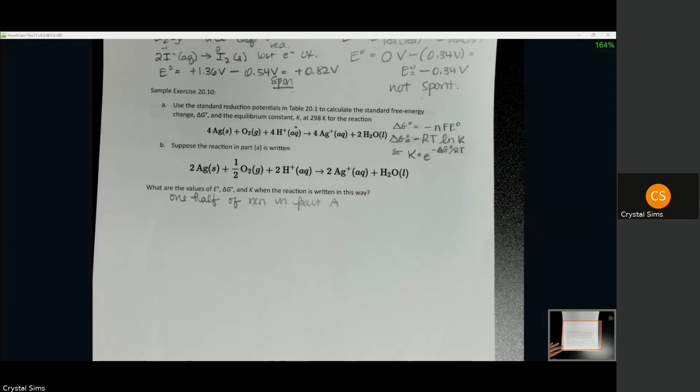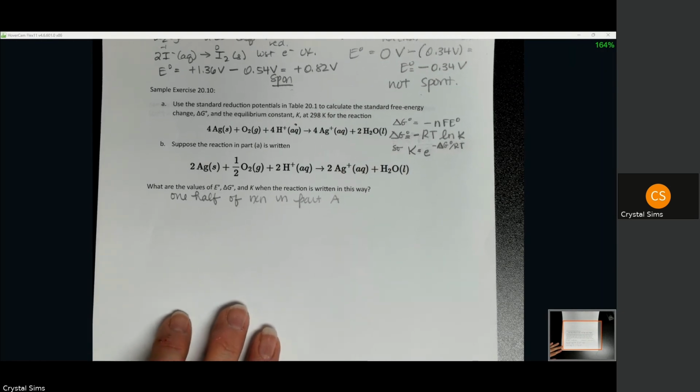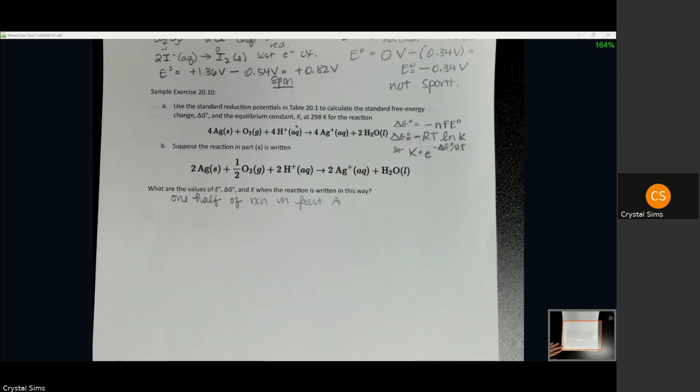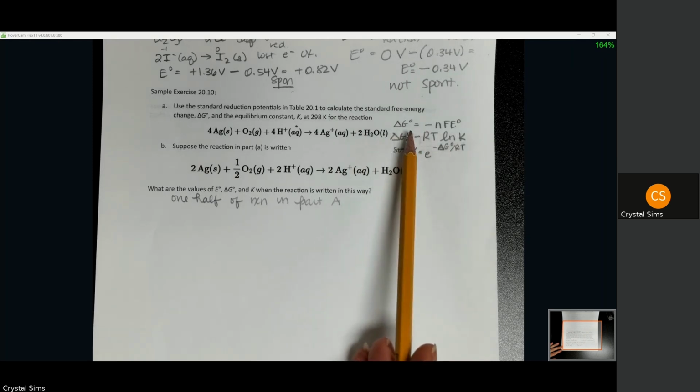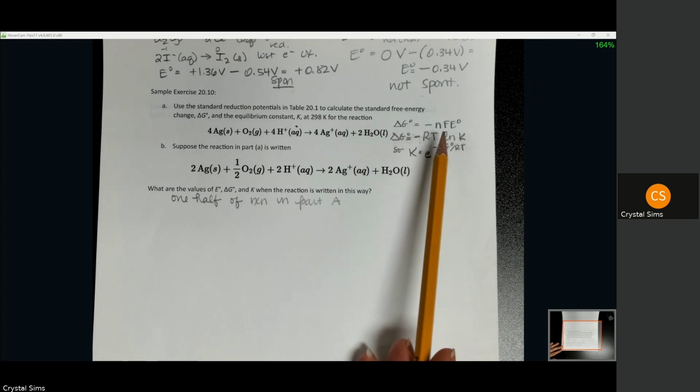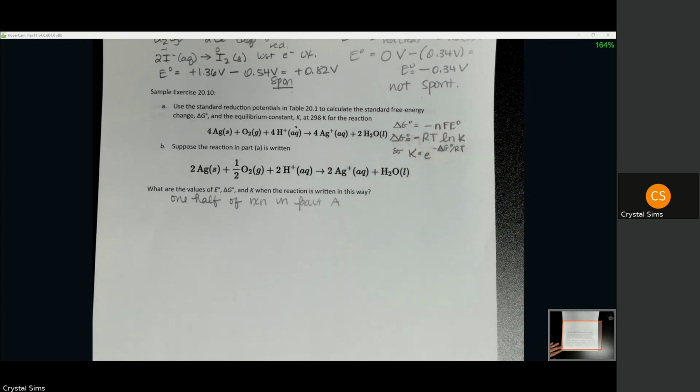In sample exercise 20.10, we are looking at a new formula. We're reworking our Gibbs free energy formula and including a new constant F called the Faraday constant that was developed by Michael Faraday. And the Faraday constant is equal to 96,485 coulombs per mole, which is equal to 96,485 joules per volt mole. It is the quantity of the electrical charge in 1 mole of electrons.